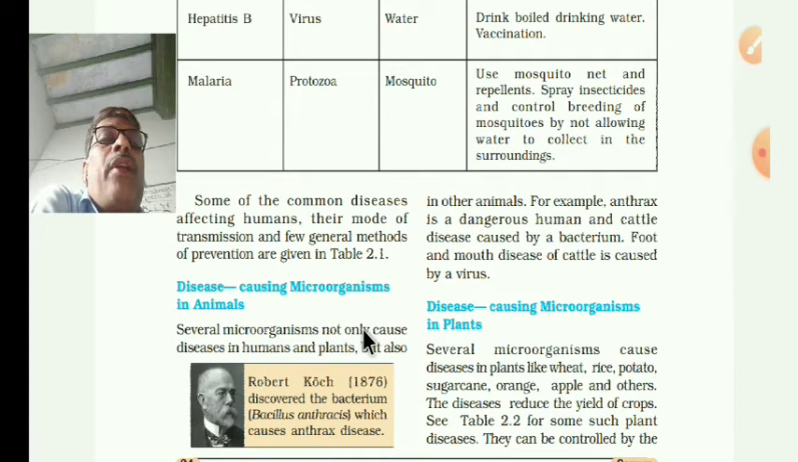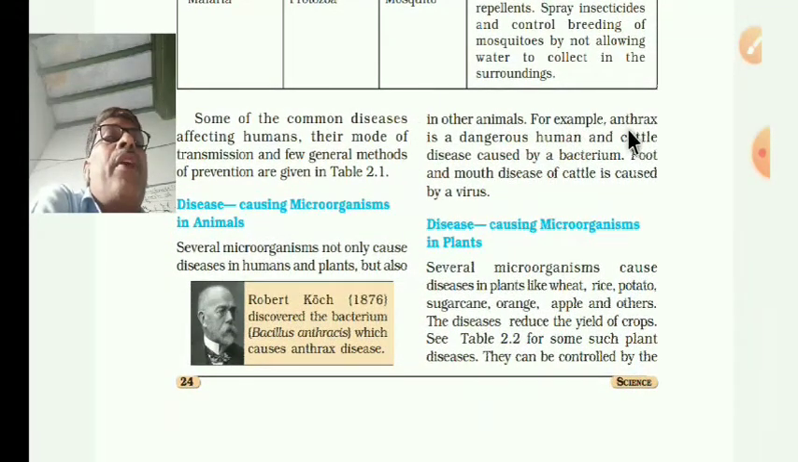Okay, disease causing microorganisms. Several microorganisms cause diseases not only in humans and plants, but also in other animals. For example, anthrax, causing skin ulcers and difficulty in breathing. Anthrax is a dangerous human and cattle disease caused by the bacterium. Bacterium is the singular one; bacteria is the plural one. Okay. Foot and mouth disease of cattle is also caused by a virus.